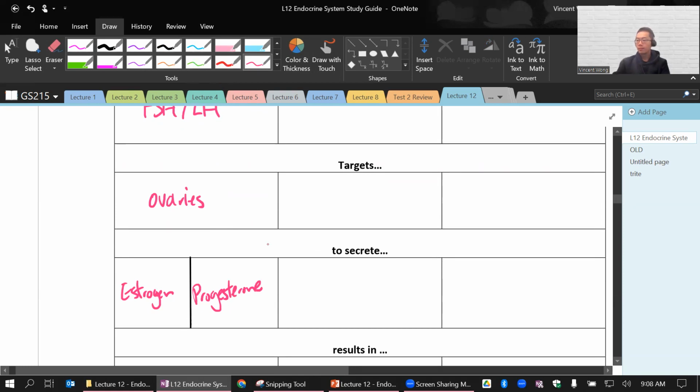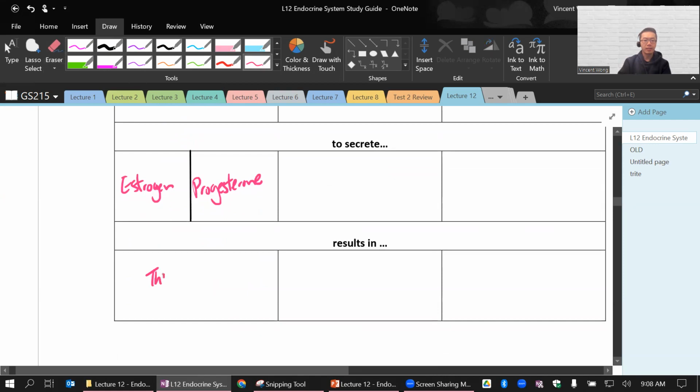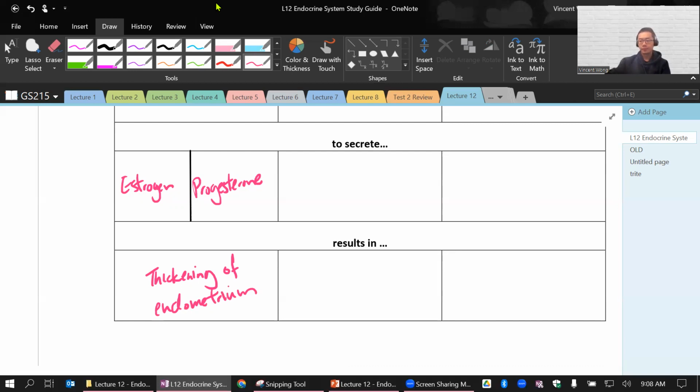Okay. And then what happens is it will result in thickening, right? Thickening of the endometrium, right? Make sense so far, hopefully?